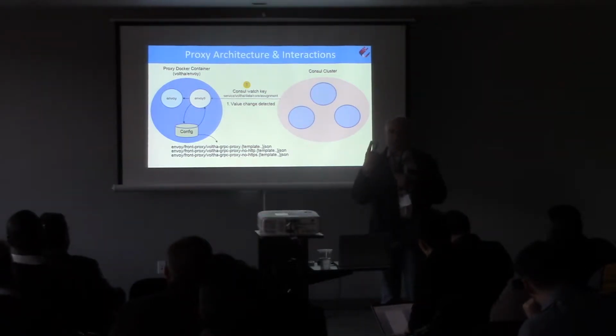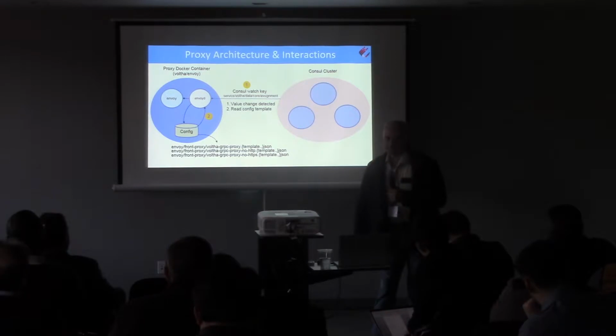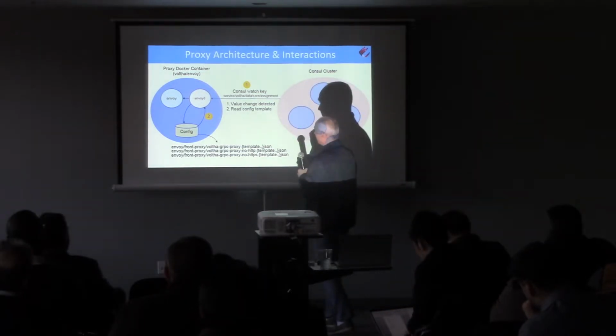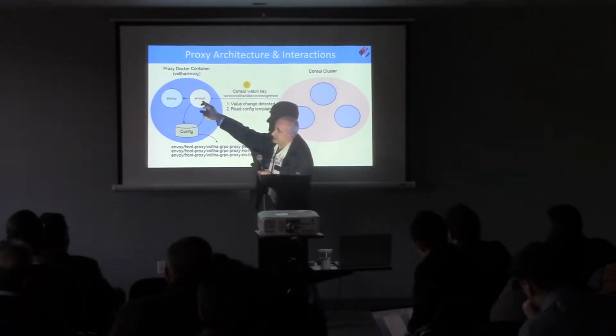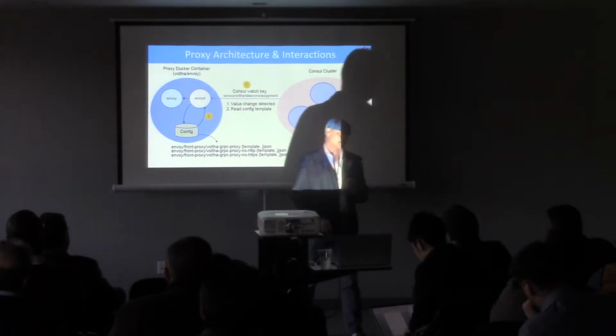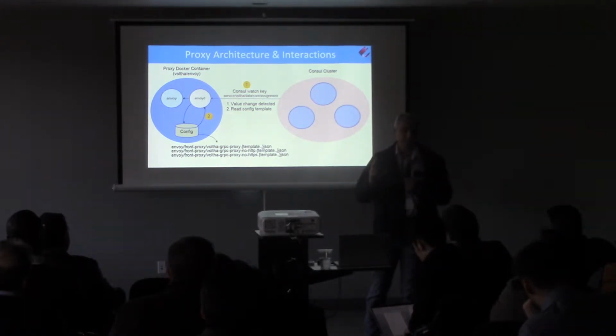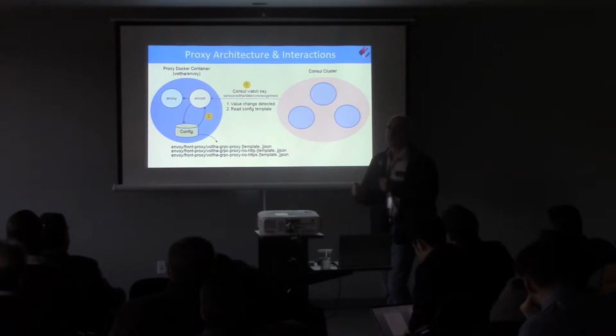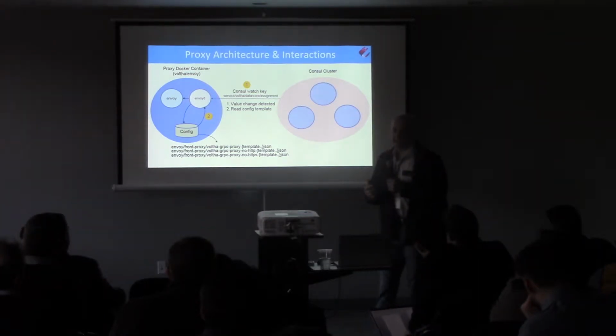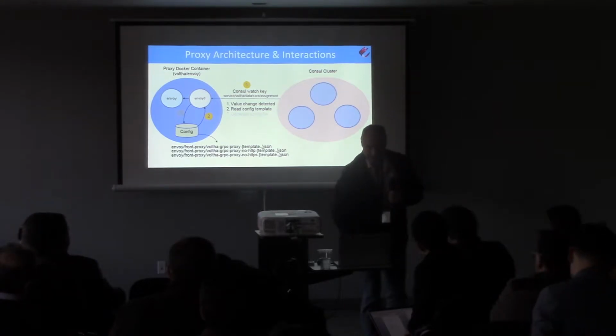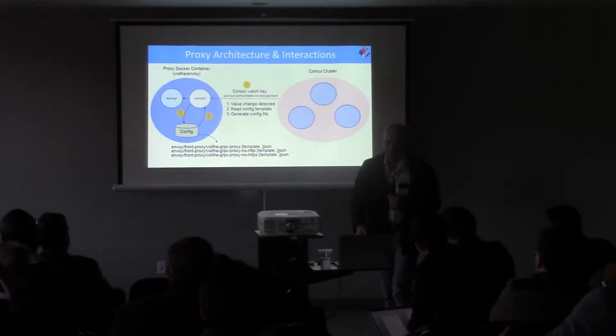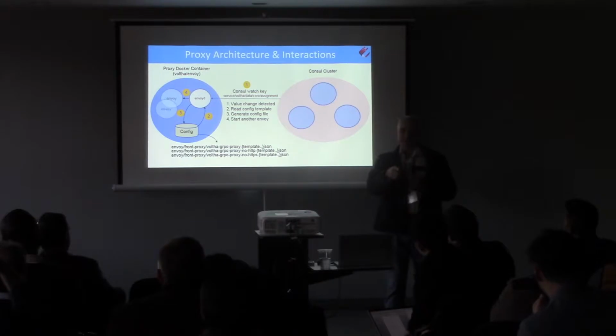Okay, so it will then load a configuration template, a Golang template, which is very much like Jinja templating. And it will take the values that it got from the key and generate a new config and write it to the disk. And then it will start a second Envoy.